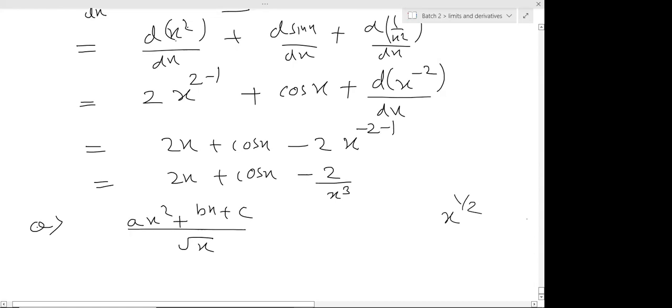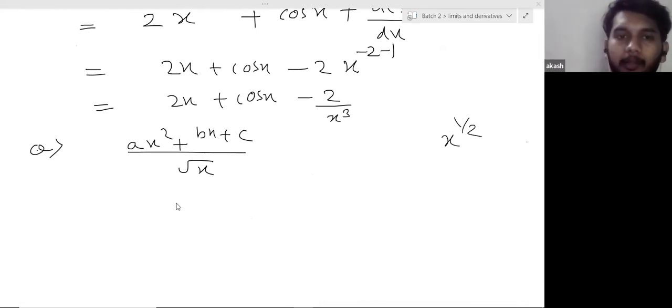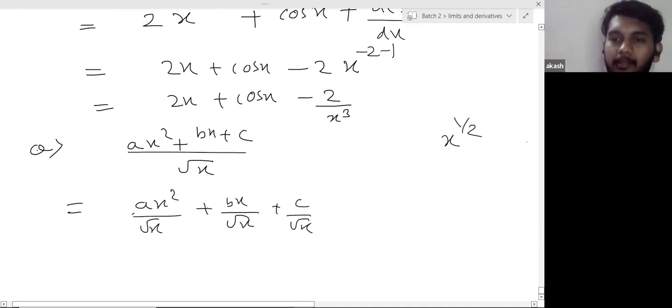In this case, you cannot solve this differentiation directly. So what you can do is break this function like this: ax square upon under root x plus bx upon under root x plus c upon under root x. Now write all this as x to the power something, then you can differentiate very easily. All right, now differentiate this function.